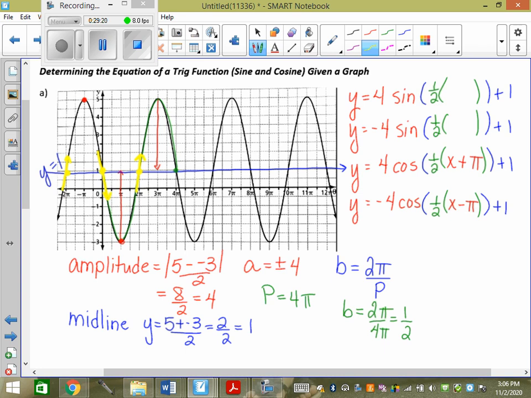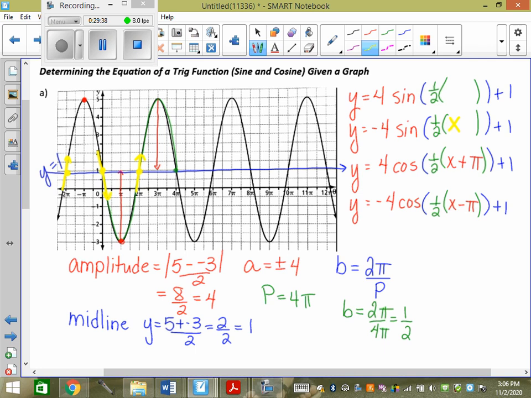So what horizontal shift is that? How far away is it from the y-axis? Trick question. It's none away from the y-axis. It's on the y-axis, right? So my negative sine is done. I just need to put an x in there.